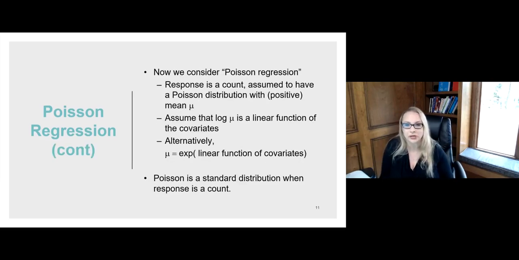Continuing with Poisson distributions, a response is a count. So it's assumed to have that Poisson distribution with a positive mean, or mu. You assume that the log of mu is a linear function of the covariates. Another way of thinking about this is that your mean is the exponentiated amount of your linear function of covariates, or the exponent of the inside of your formula. So Poisson is going to be a standard distribution that we will use when we are dealing with count type of data.